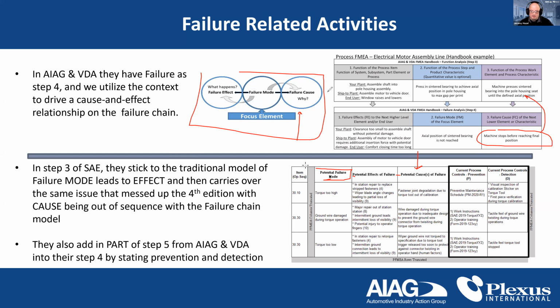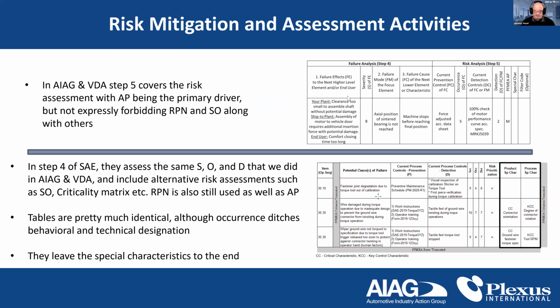Do you have to go to this route, to this level of doing the work elements, the process steps, the process item? Maybe, maybe not. That's up to your organization to decide. Now, as we go through the failure chain, both groups agree that you have prevention and detections, and in the AIAG method, we're still utilizing the AP, okay?